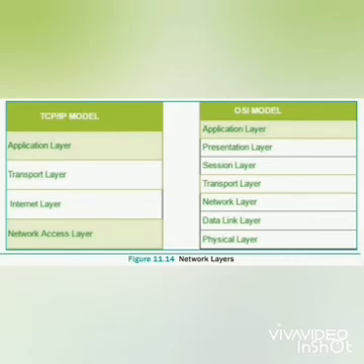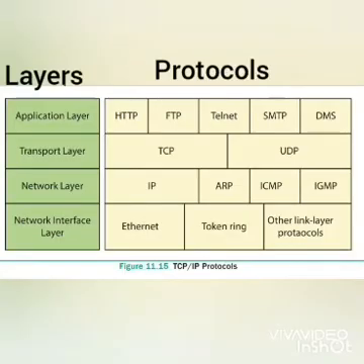The implementation of OSI model is TCP/IP model. Now we will see one layer after another. Let us start with the lower layer, that is network interface layer. Network interface layer. It is the bottommost level layer. It is the combination of two layers, that is physical layer and data link layer. It is used for physical transmission of data.